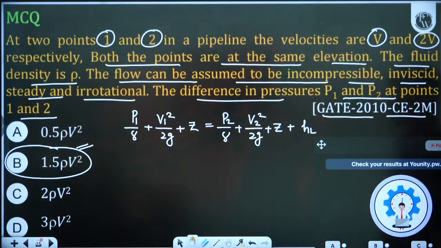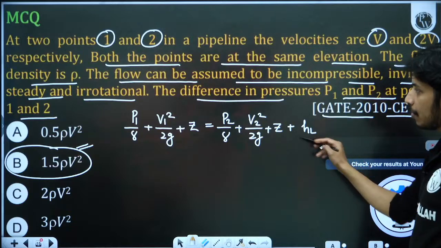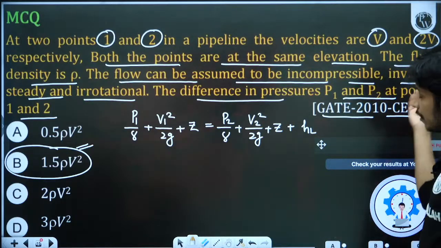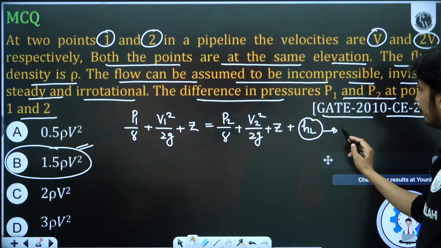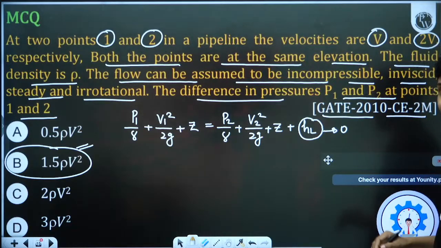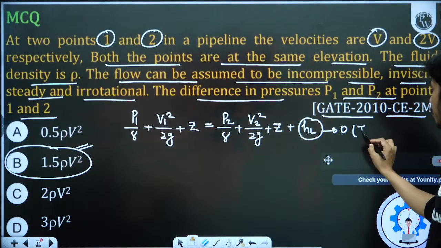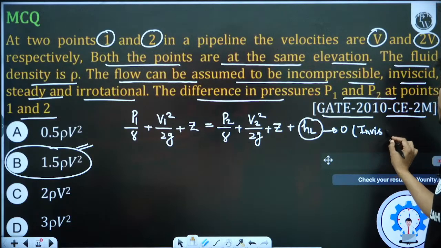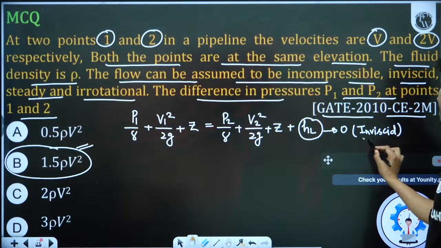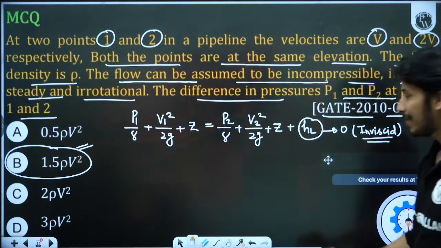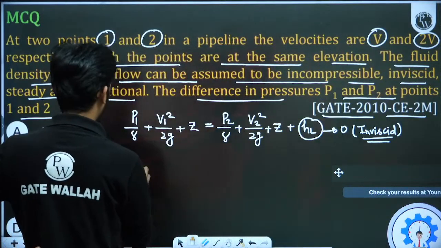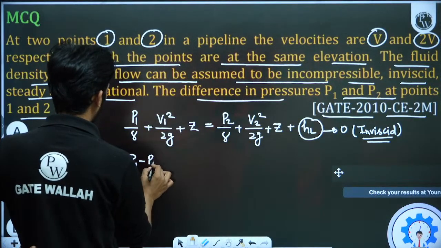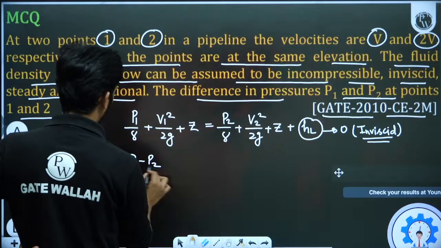Now it is written that the flow is inviscid. Generally, this head loss happens due to the viscosity, but it is written as inviscid. So when the flow is inviscid, this head loss will be 0, because the flow is inviscid. For the inviscid condition, they are hinting for making this HL equal to 0. So P1 by gamma minus P2 by gamma, so P1 minus P2 by gamma. P1 minus P2 is asked. So P1 minus P2 by gamma.